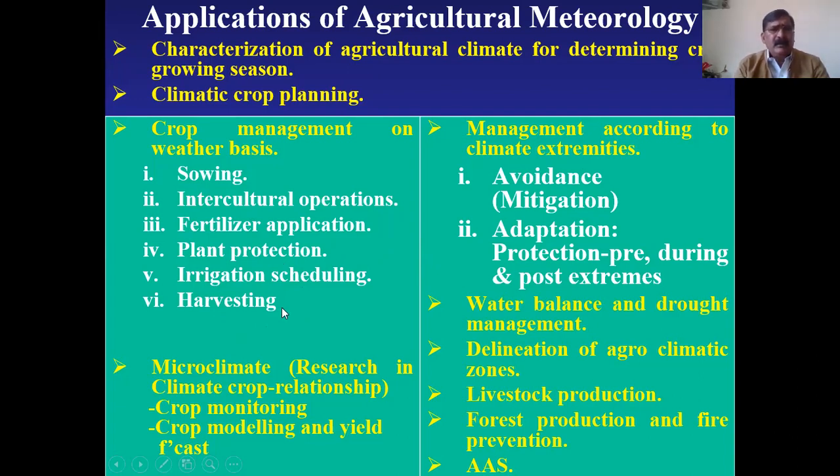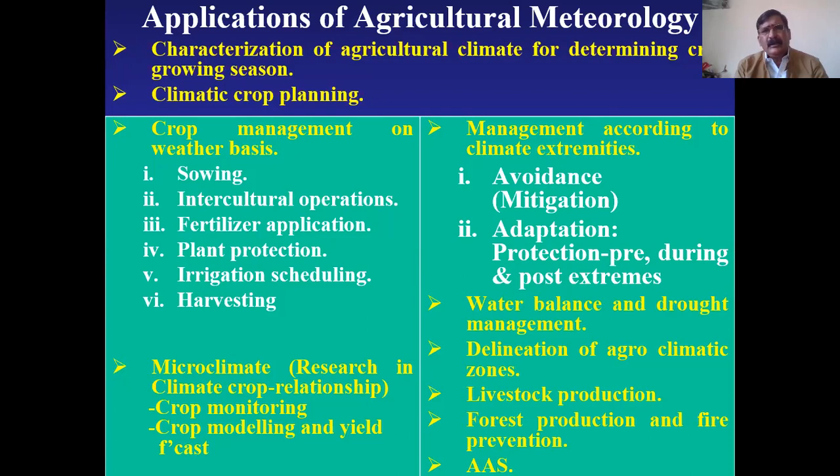Then microclimatic research, that is the climate-crop relationship, crop monitoring, crop modeling, and yield forecasting are also applications in the agricultural sector. Then management according to climate extremities is possible up to a certain limit, to some extent, to avoid the extremities by mitigation, like artificial rainfall and hail guns, and by adaptation to the changing climate.